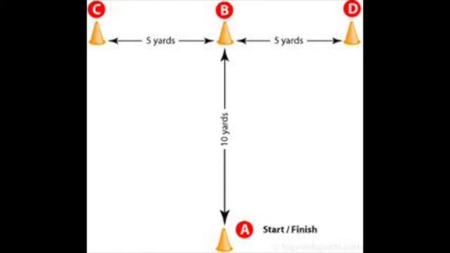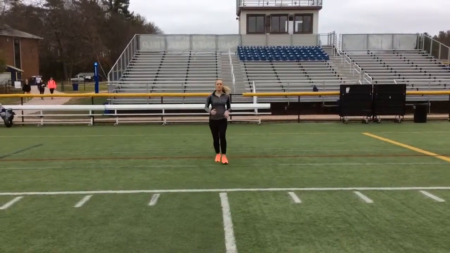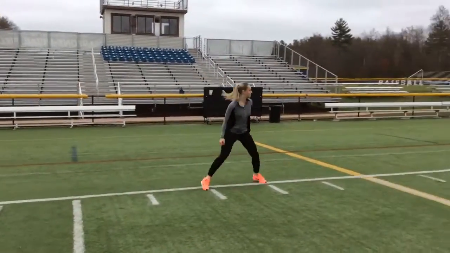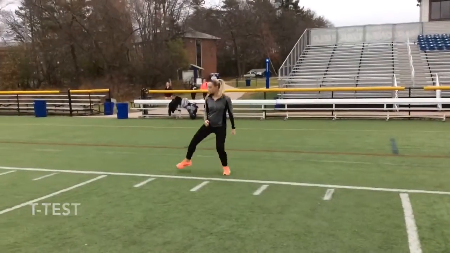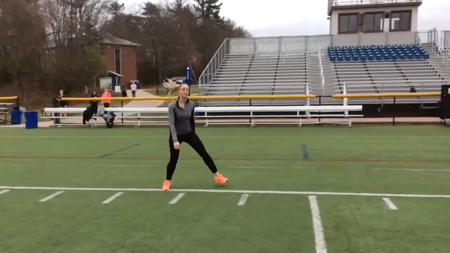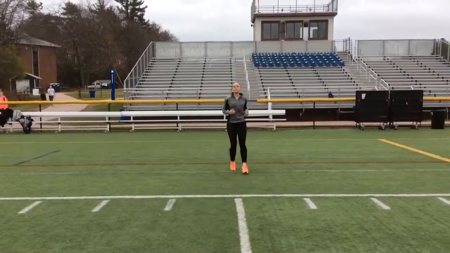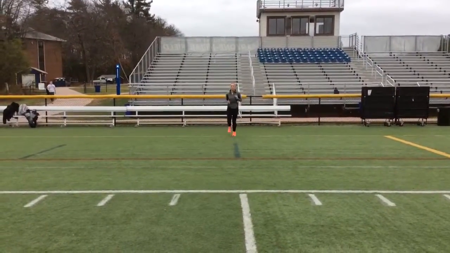Lastly, the athlete will perform a T-test as quickly and correctly as possible. They are to run from the starting position straight forward 10 yards, side shuffle left 5 yards, side shuffle right 10 yards, and again, side shuffle left another 5 yards, then backpedal the last 10 yards to the starting position.